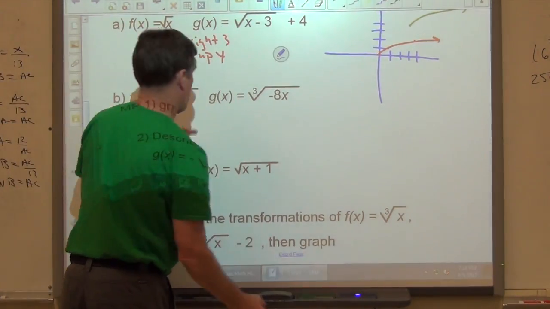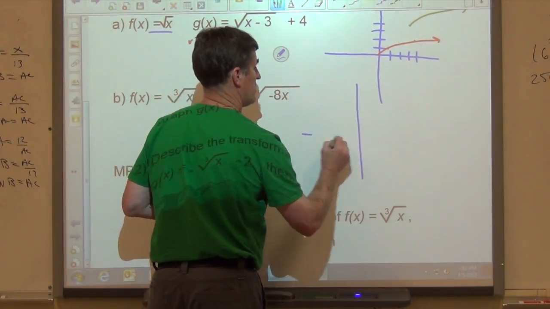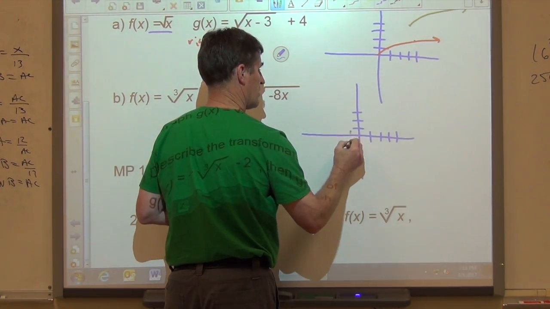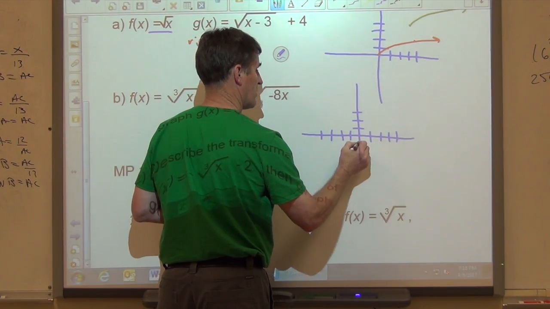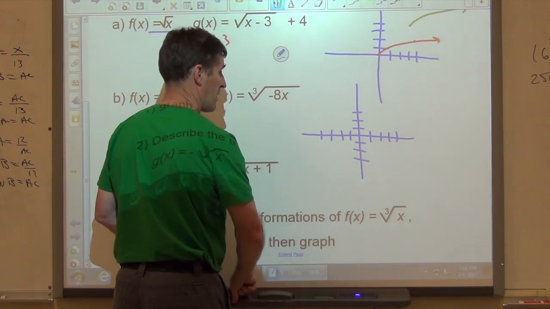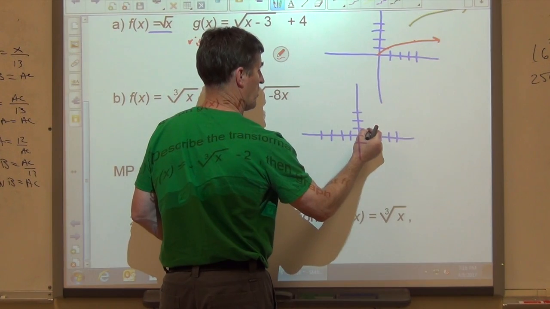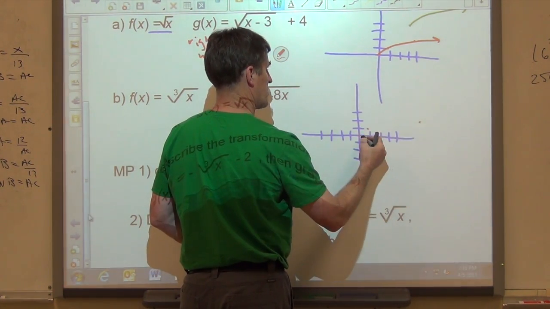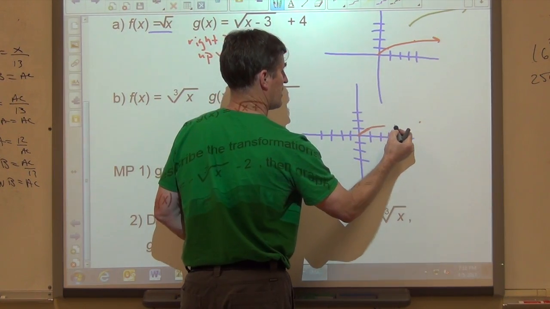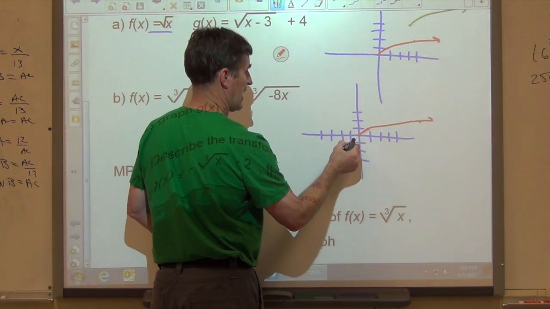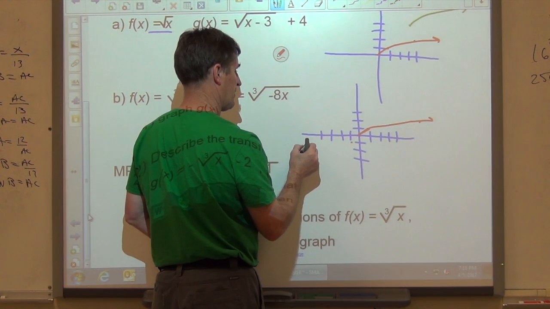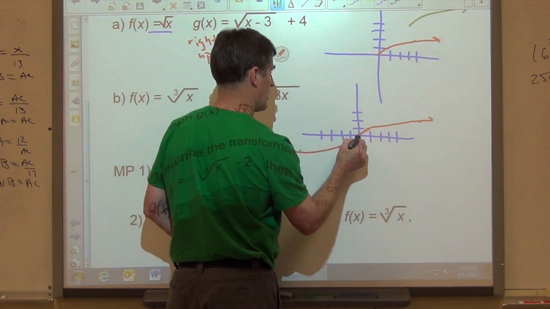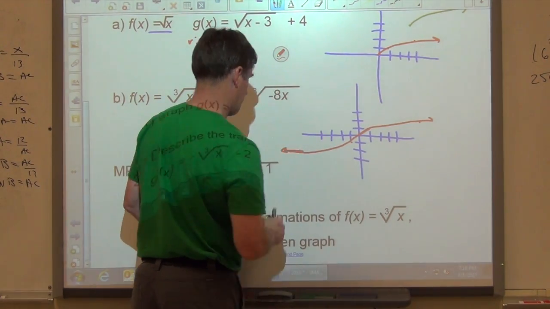So again, we have our parent function, which we already know. At 0, we're at 0. At 1, we're at 1. At 8, we're at 2. So it's going to look like this way. And then at -1, we're at -1. At -8, we're at -2. So it's going to look something like this. Okay?